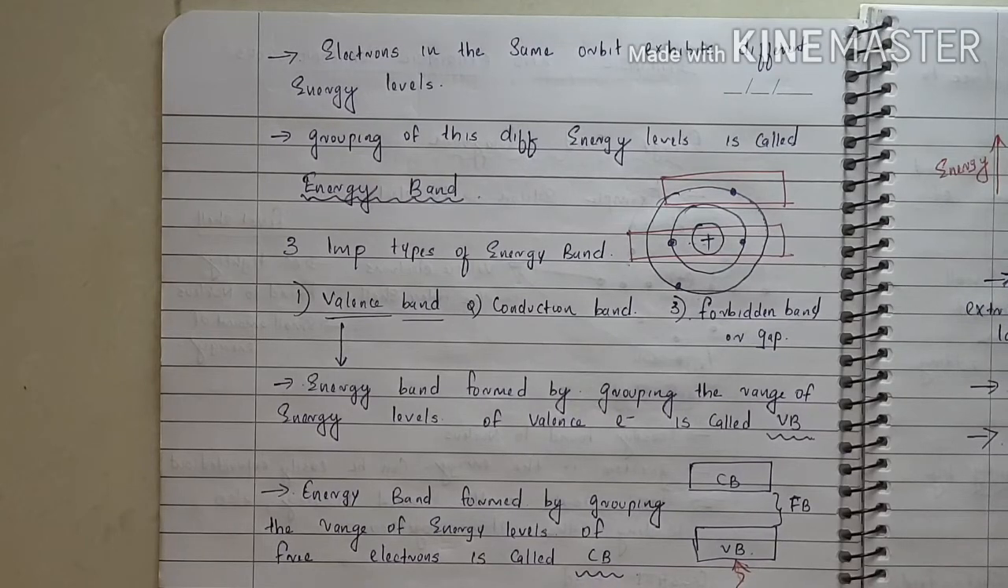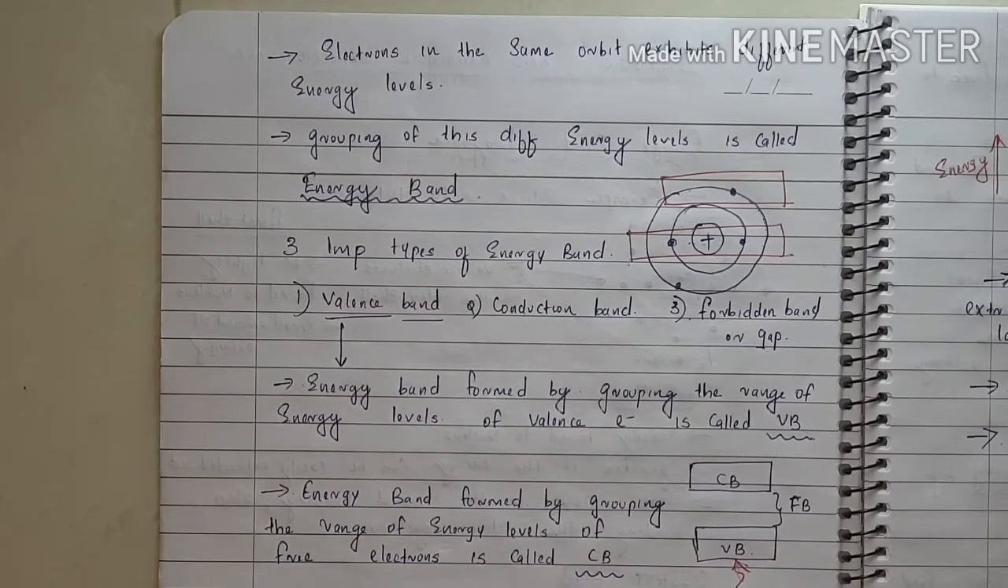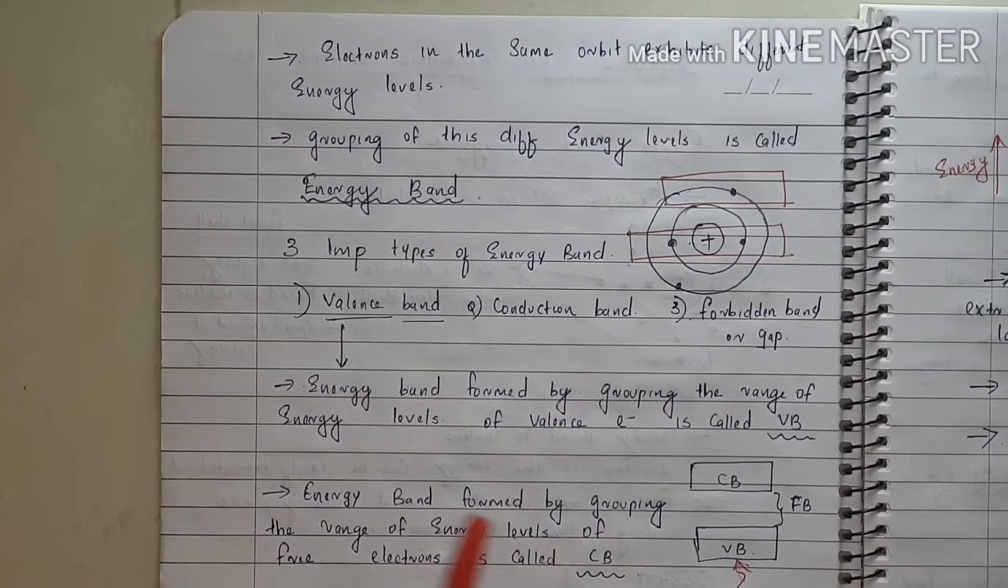What is conduction band? The energy levels of free electrons will be totally different from each other. That is, each free electron exhibits different energy levels. If we group this range of energy levels of free electrons, it forms conduction band. That is, if we apply some form of external energy to the electrons in the valence band, they become free. These free electrons exhibit different energy levels, and grouping this range of energy levels creates the conduction band.